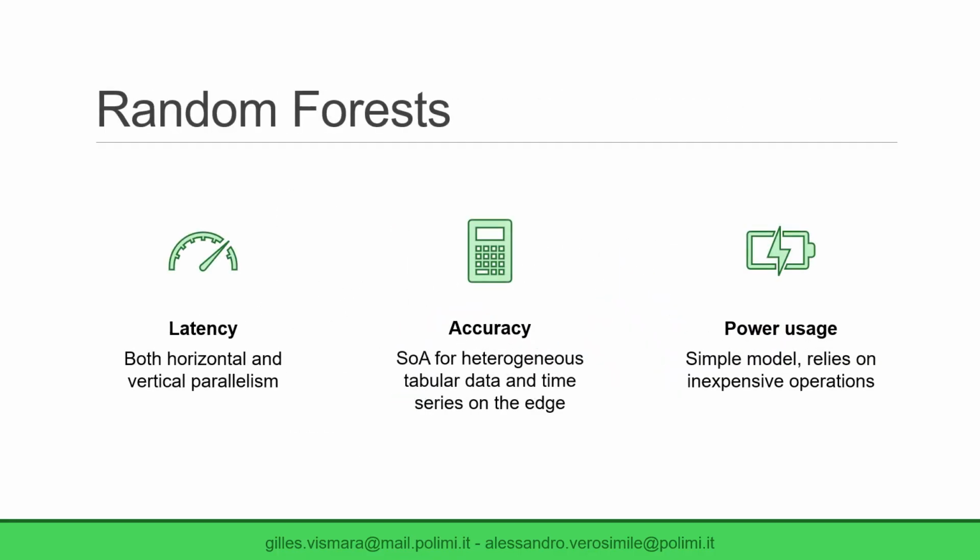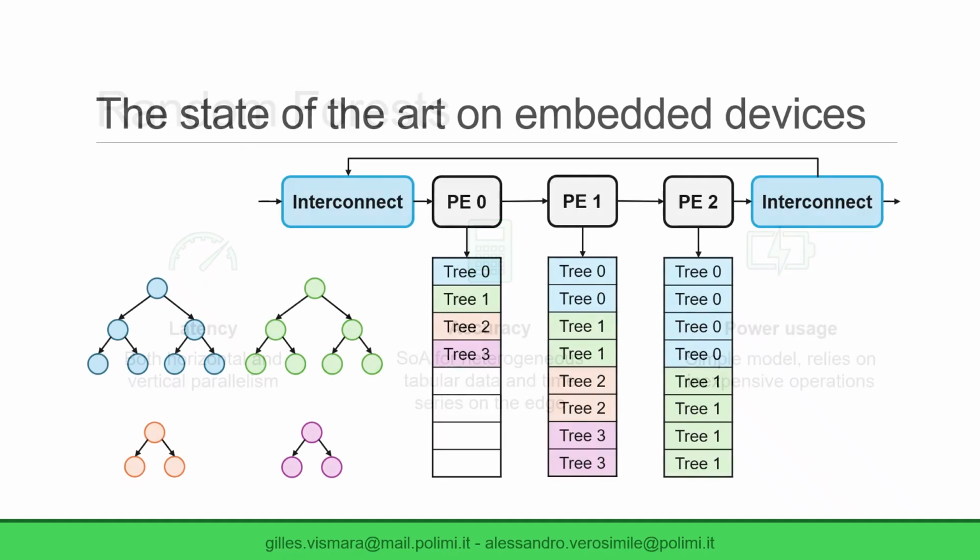Random forests are a model that often helps fitting these three requirements by allowing both horizontal and vertical parallelization, and by relying on simple operations. For all these reasons, they are a perfect candidate to be accelerated with FPGAs on low-power embedded devices.